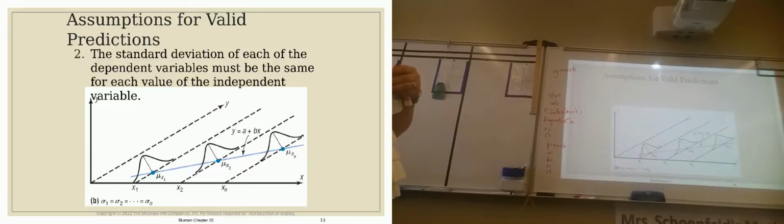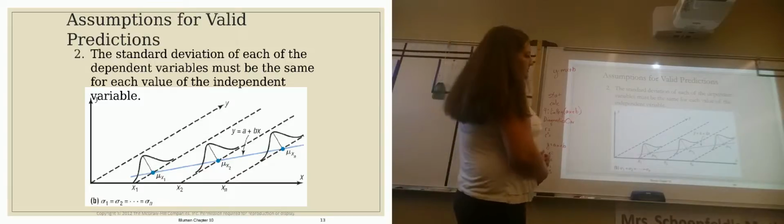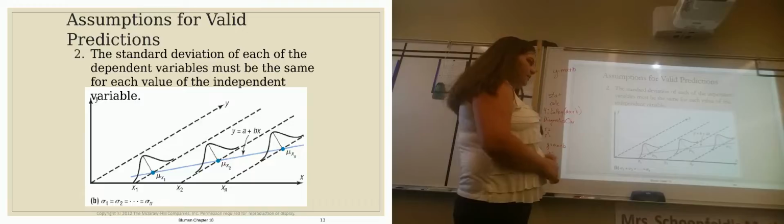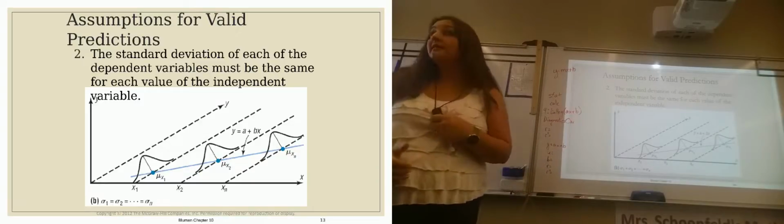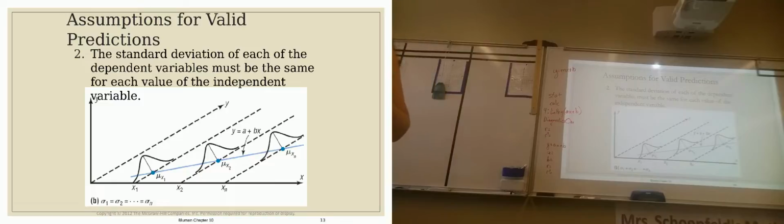Okay, so if I had all of these little data points, I would have lots of them. So the standard deviation of each of the dependent variables must be the same for each value of the independent variable. Okay, I don't know if they can get much more confusing than that. I'm sure it can, actually.